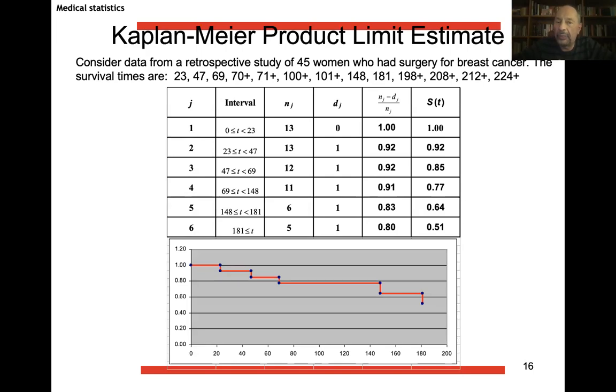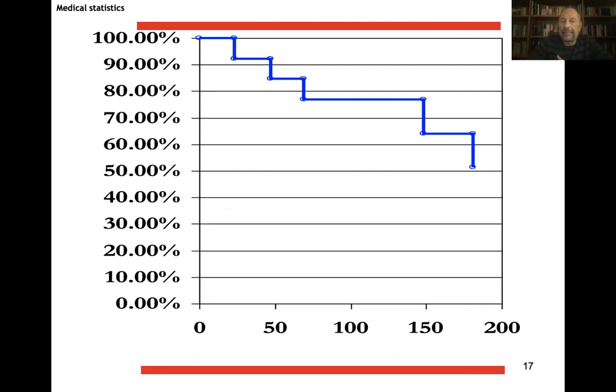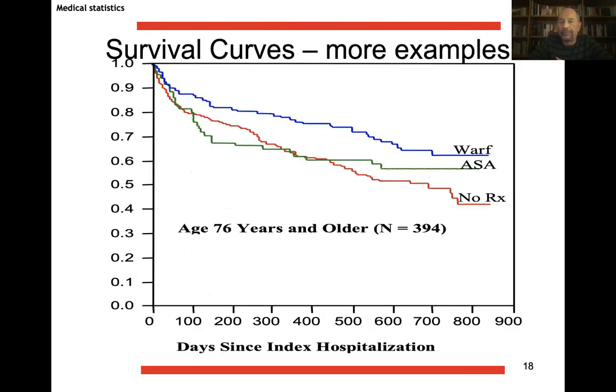Going back now to the example of the 45 women who had surgery for breast cancer, and these are the survival times, you see. Considering the censoring, this is how the Kaplan-Meier curve will look like, and the final limit estimate of the survival will be 0.51 in the time interval. And that's, you see, another way to plot it.